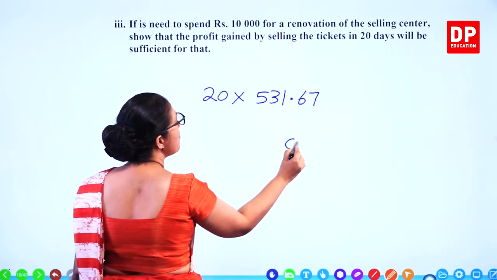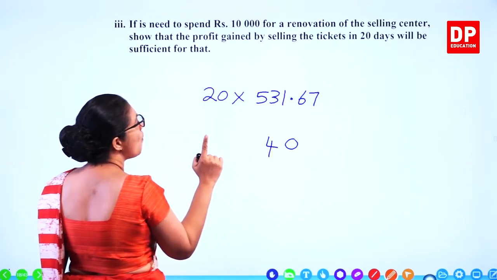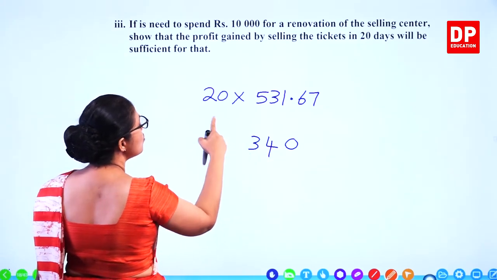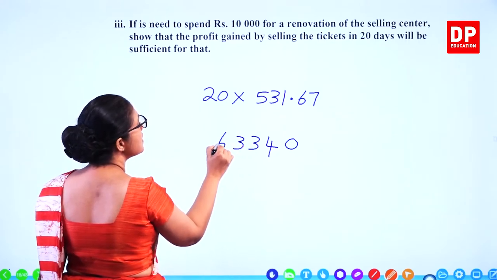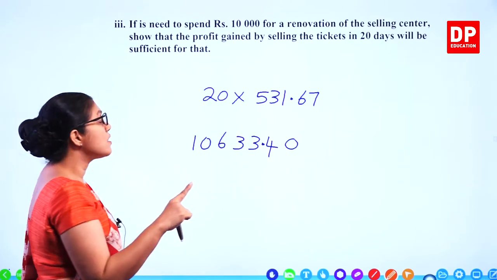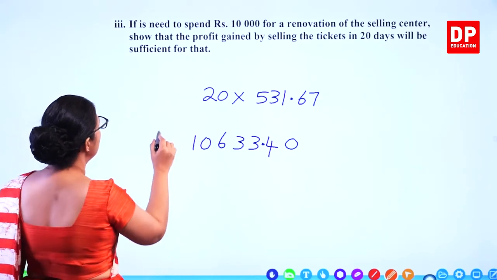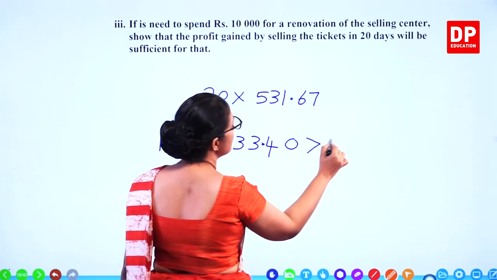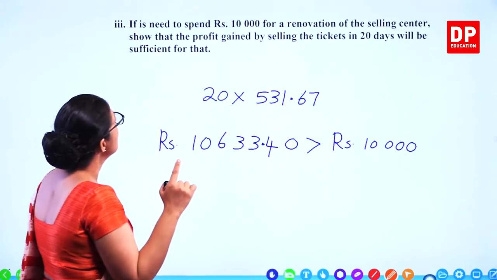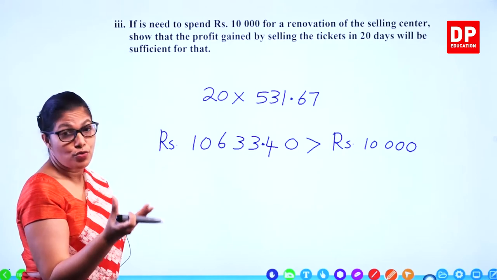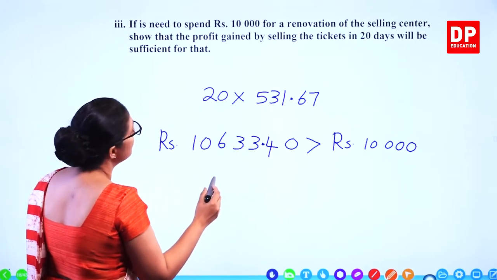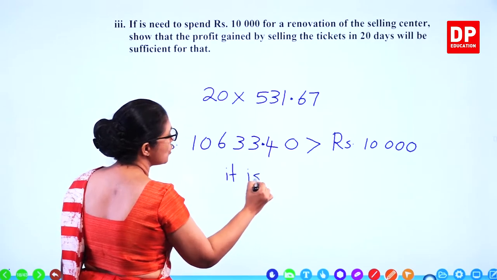531 and 67 cents. So what's the value? Multiply by 2. 2 times 7, 14. 1 remaining. 2 times 6, 12 plus 1, 13. And 1 remaining. 2 times 1, 2 plus 1, 3. 2 times 3, 6. 2 times 5, 10. And 2 places we have to keep. So this is 10,633. So this value is more than 10,000. So it's enough. So sufficient. The money gained for 20 days is sufficient to spend 10,000 rupees. So we can write it is sufficient.